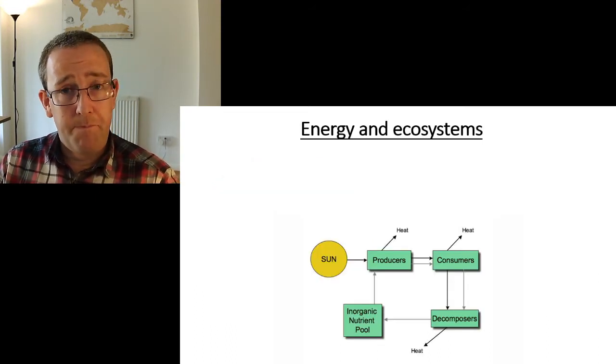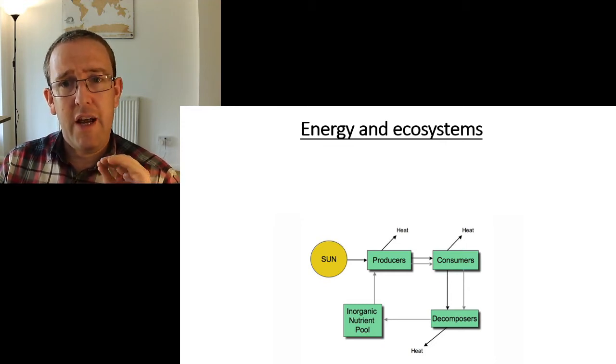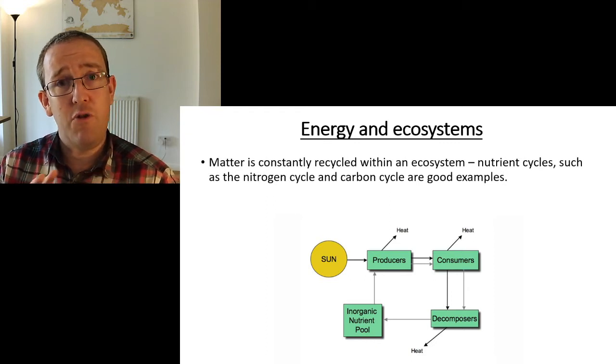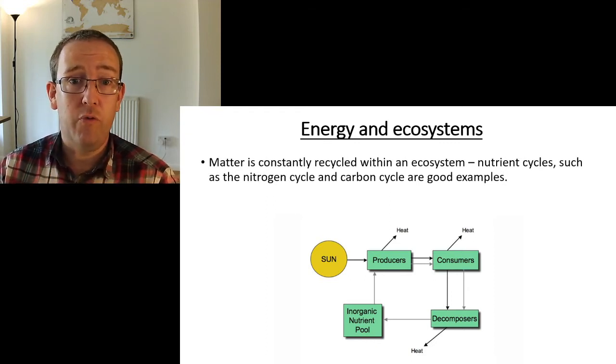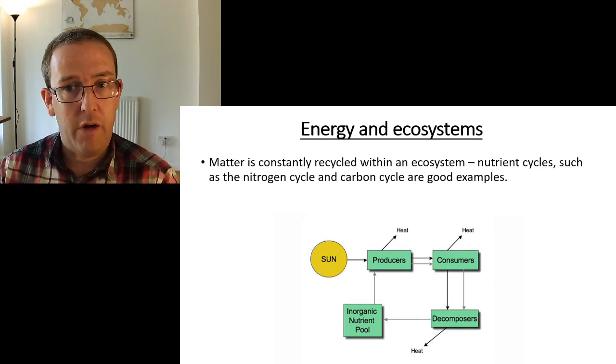Moving on quickly, do feel free, of course, to pause and make sure you write these down, get the correct definitions. So energy and ecosystems goes like this. Now this should be an obvious point to make, but it is an important one: that matter is constantly recycled within an ecosystem. That's why you've studied a little bit of nutrient cycles. Maybe you've done that bit at A level already, but you've certainly done that at GCSE.